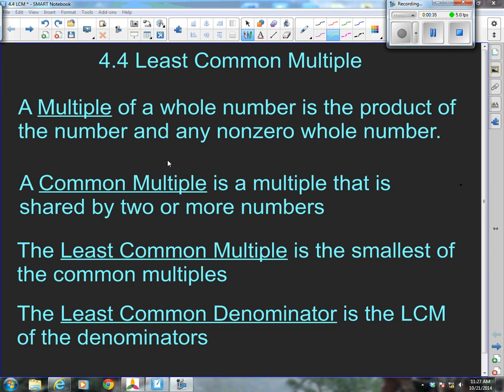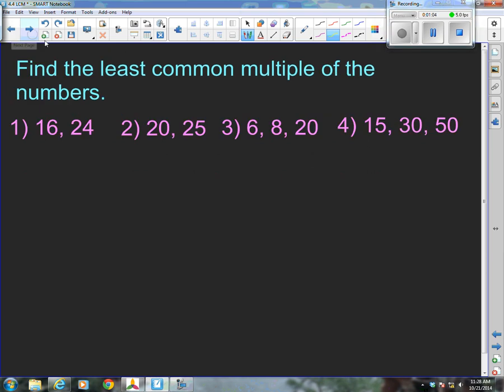If we look at common multiples, that means we're looking at two or more numbers, looking at all their multiples, and finding the ones they have in common. The least common multiple would be the smallest of those common multiples. And the least common denominator is simply the LCM of the denominators. So if you're looking at two fractions and finding the LCD, you just look at the denominators and find the LCM of the two denominators. So that's what least common denominator is.